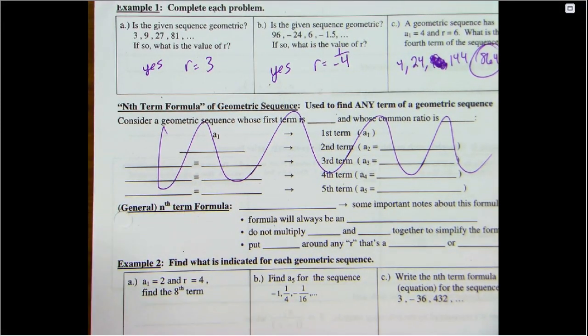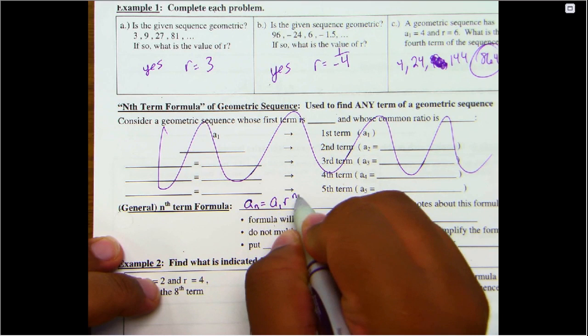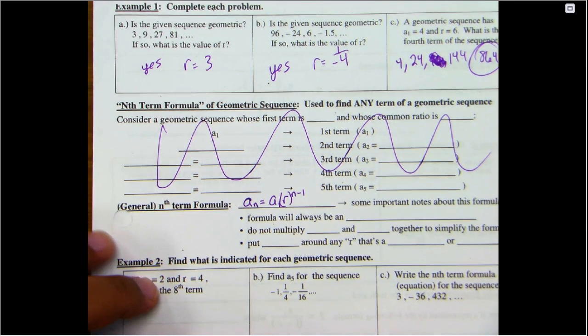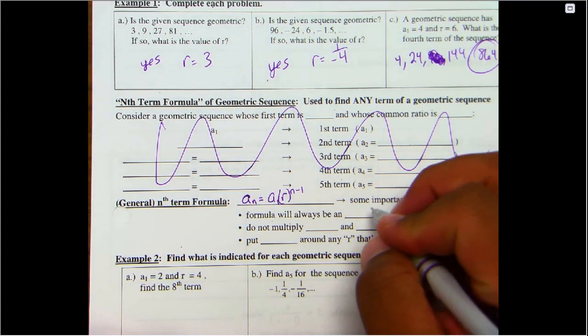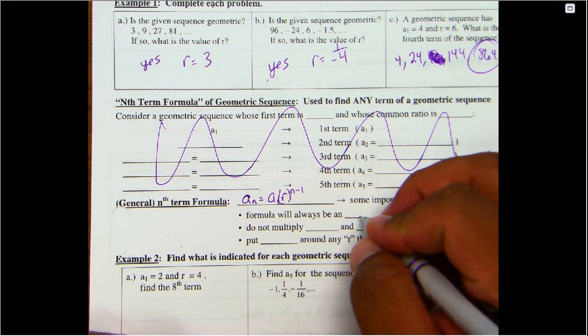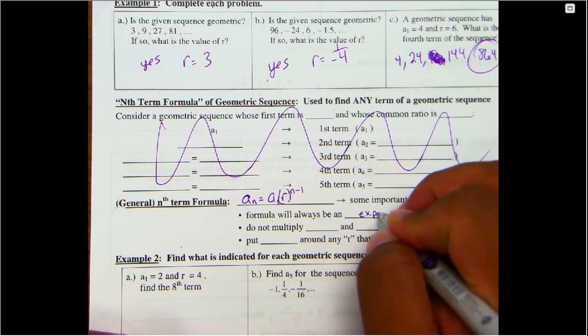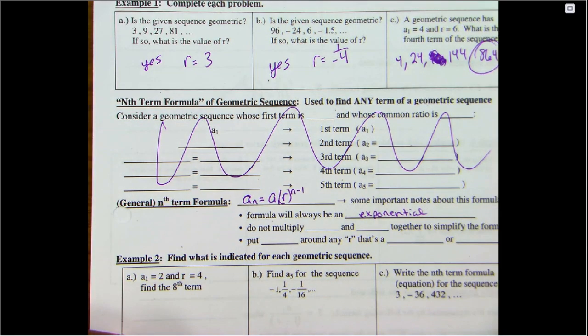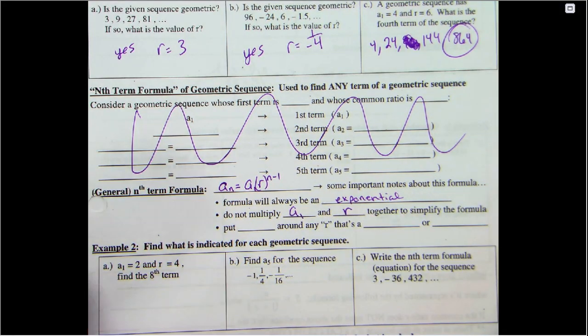So the formula for a geometric sequence: a sub n equals a sub 1 times r to the n minus 1. The formula will always be, take a guess. Nope. This is not linear. It's exponential. Do not multiply a sub 1 and r together to simplify the formula.